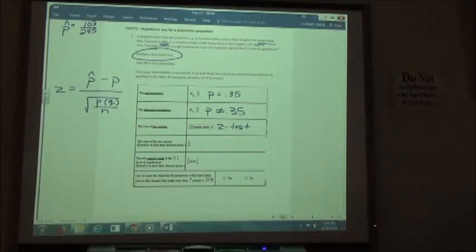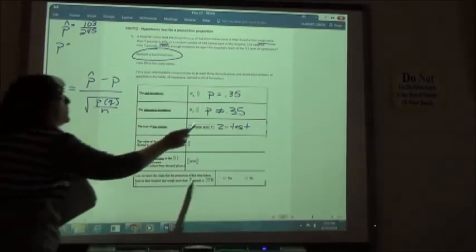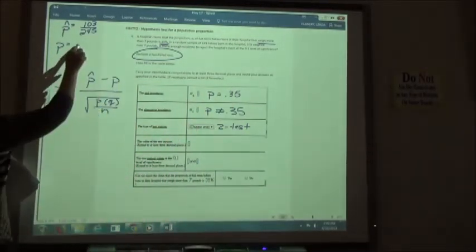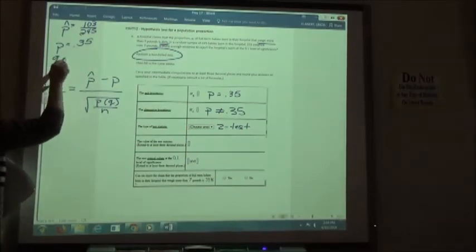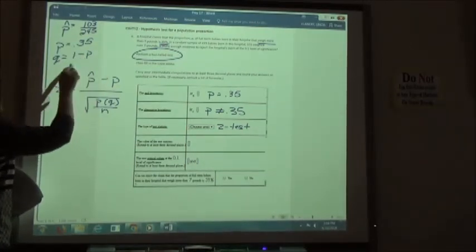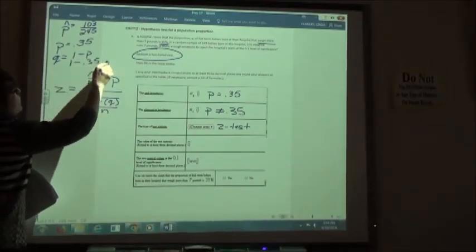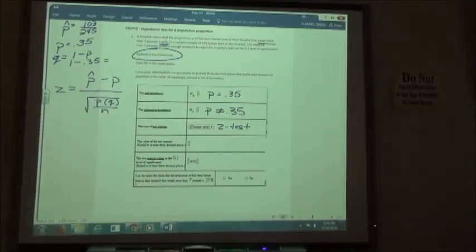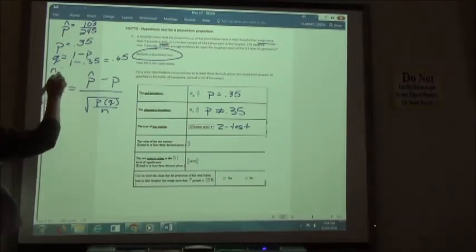Okay, P is going to be the percent we're checking against, which is the 35%. Q then is going to be 1 minus P. So I'm going to take 1 minus 0.35, which is your complement. If I have 35% here, the opposite of 35%, or my complement, would be 65%. Yep, 0.65. So Q is going to be 0.65. What else do we need? We need N. How many people did we have? We had a sample of 245 babies, right?